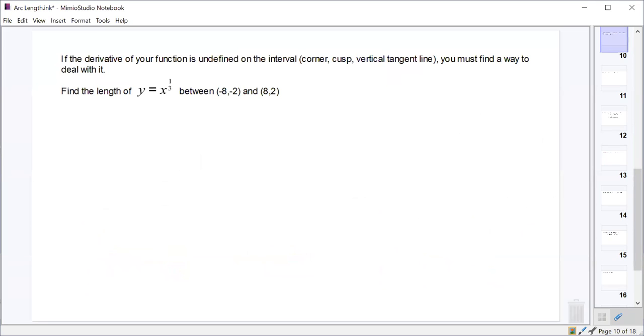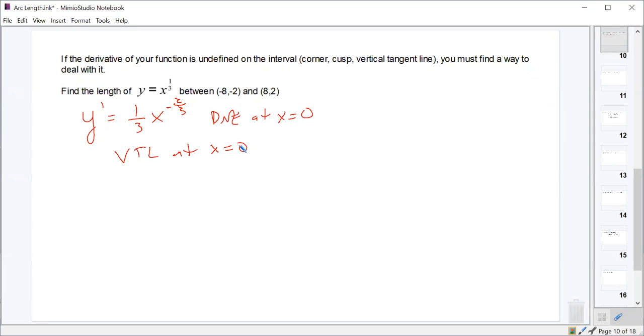All right. So, important thing about doing arc length is that if the derivative of your function is ever undefined on the interval that you're looking at, you have to deal with it in some way. So if we wanted to find the length of x to the 1/3 from the point -8, -2 to the point 8, 2, we have a problem doing this in terms of x. And what's the problem? At 0, y prime is undefined. Y prime is 1/3 x to the -2/3, which does not exist at x equals 0. Gives us a vertical tangent line, in fact, at x equals 0, doesn't it?